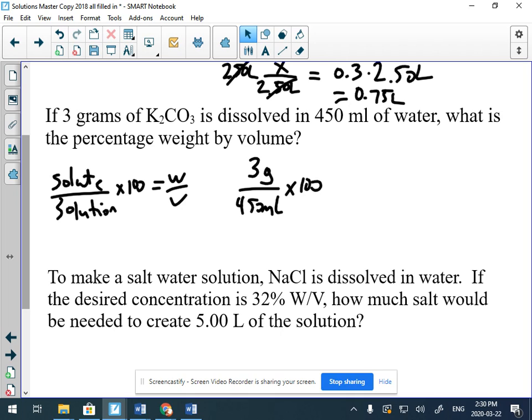We could calculate this a couple different ways and say, yeah, if we put 3 grams in there, you would get 453 milliliters. Let's see how close of an answer we get there. So 3 divided by 450 times 100, to 1 sig fig, that's 0.7%, and 3 divided by 453 times 100, I get the exact same thing. So in this case, it didn't much matter.